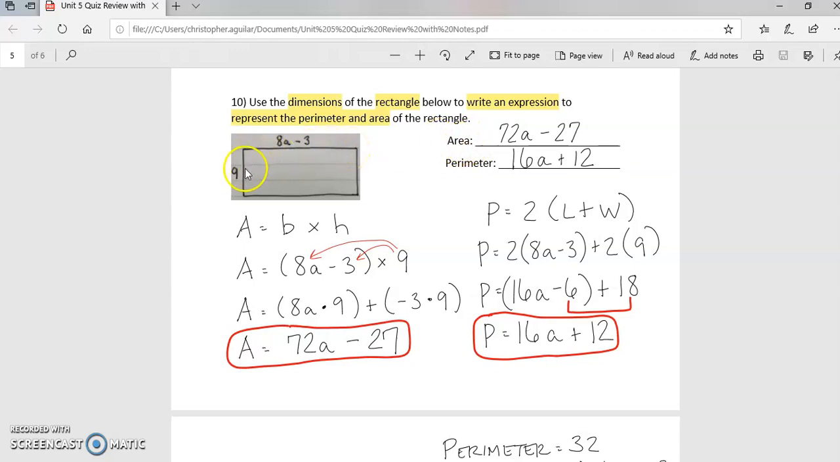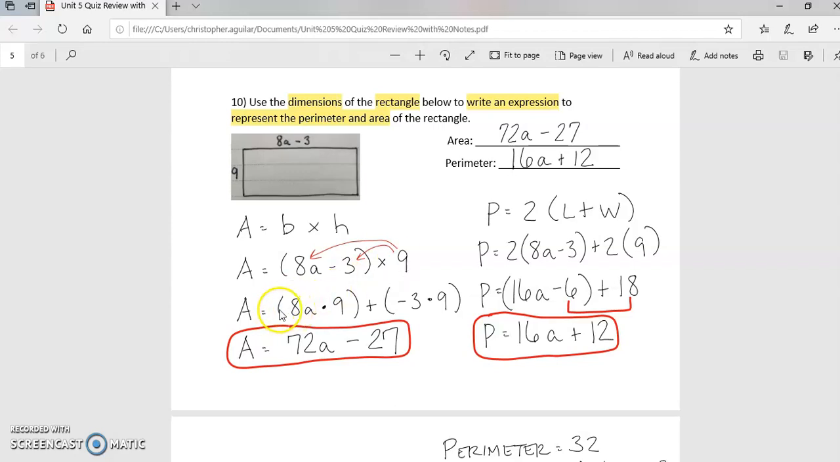And so I see that the length or the base of the rectangle is 8a minus 3, so it has a variable in it. And then the height is 9. So the area of a rectangle is base times height. That means that it's going to be 8a minus 3 and then multiplied by 9. The reason I drew these arrows here is because 9 has to be multiplied by negative 3 and by the positive 8a. Like it has to be multiplied by both terms that are inside those parentheses.